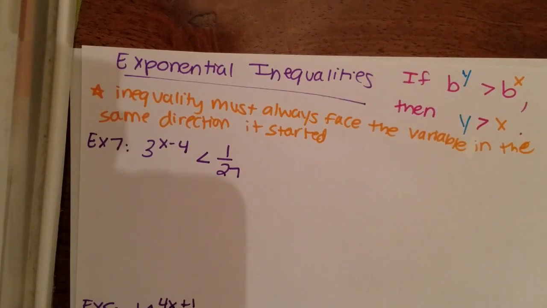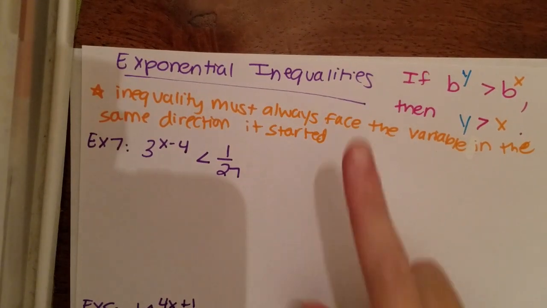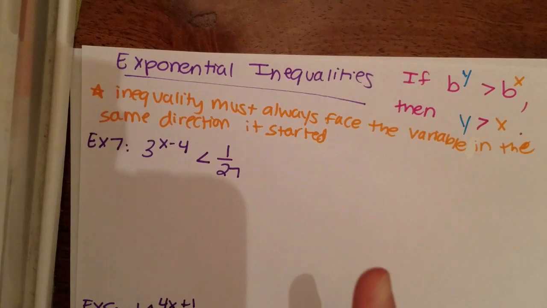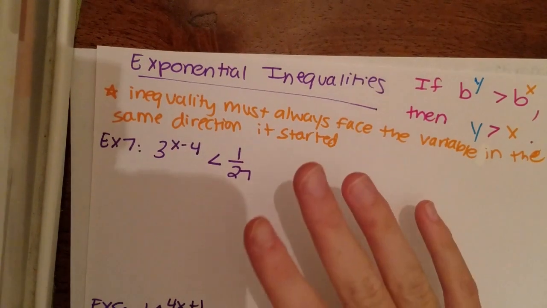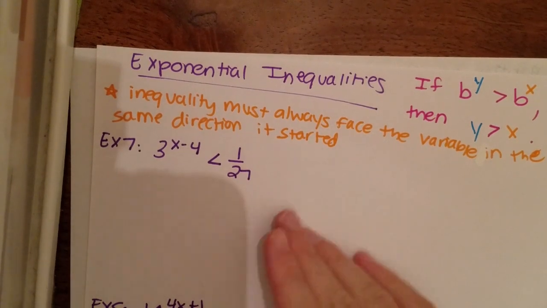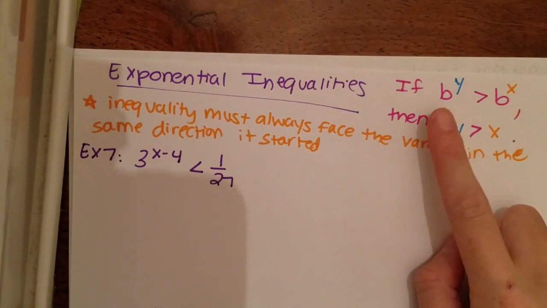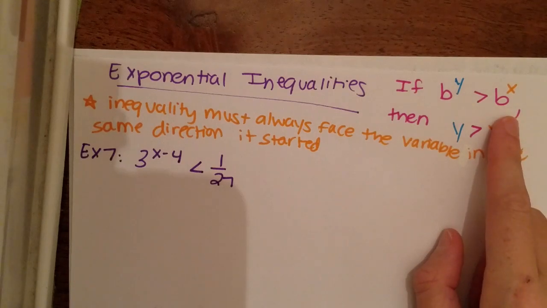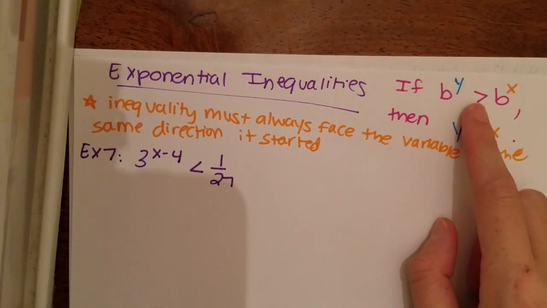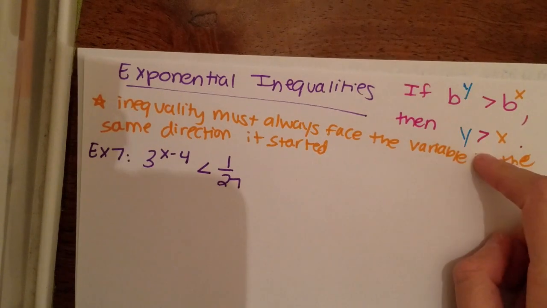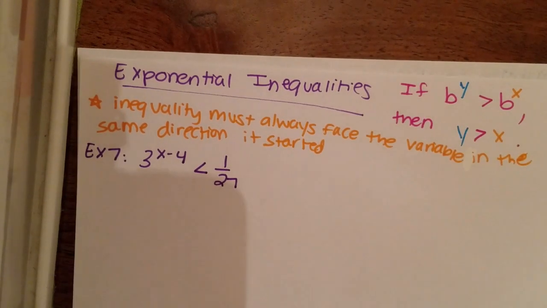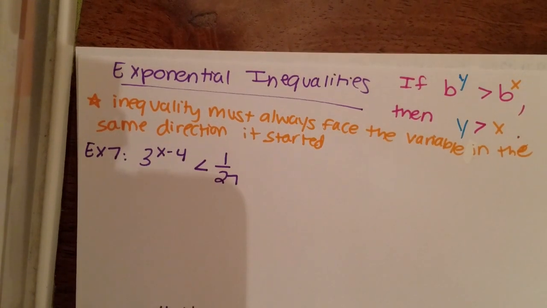Okay, everyone, so now we're going to be solving exponential inequalities, which you solve in the same way that we just solved exponential equations. So the first goal is to try to get the same base on both sides, and if you can do that, so if b to the y is greater than b to the x, then you can just drop the exponents down as well as your inequality symbol. So y would be greater than x. So the first thing, you always try to get the same base on both sides.